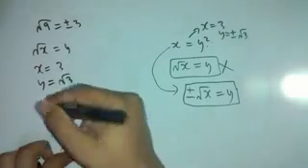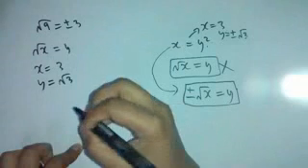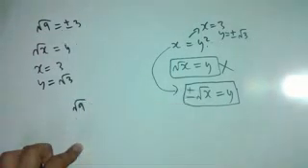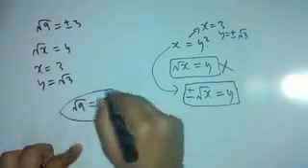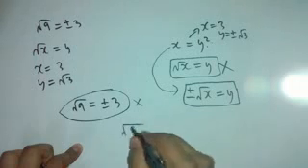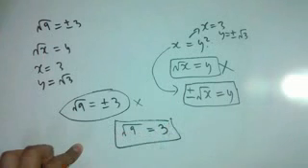So the next time in some exam you find the answer to be root 9, right, and you write it as plus minus 3, the teacher would mark it wrong. So next time when you have root 9, write it as 3 and not plus minus 3.